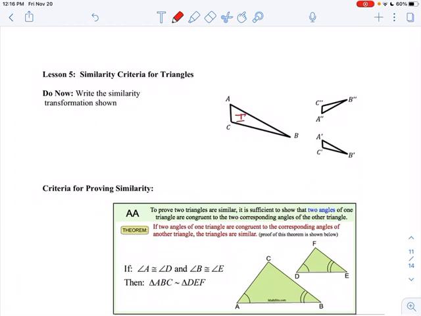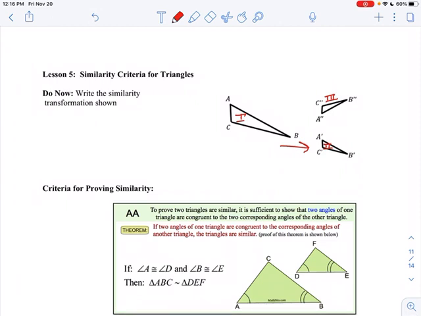So I'm going to start with this big triangle right here, triangle ABC, and then triangle A prime, B prime, C prime, which I'll call triangle 2, and then triangle A double prime, B double prime, C double prime, which I'll call triangle 3. So they want us to find the similarity transformation that maps one triangle to the other. Like, how did I get from triangle 1 to triangle 2? Did I reflect it, rotate it, dilate it, translate it?